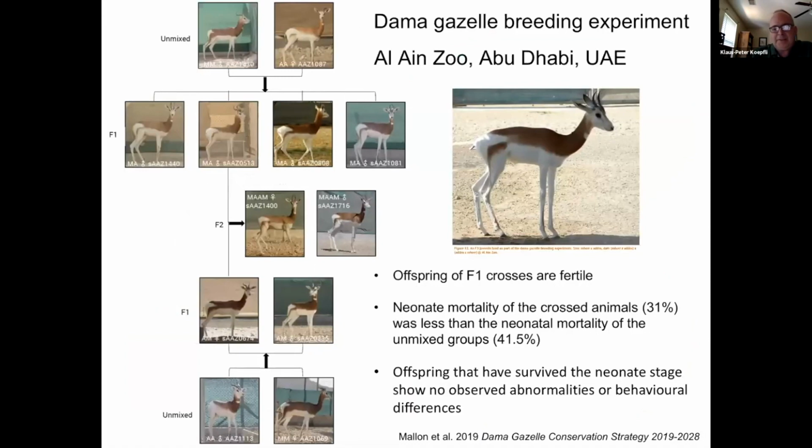On the basis of the mitochondrial work, an experimental population was set up back in 2016 in Al Ain Zoo, doing reciprocal crosses just to see what the effects would be on phenotype and offspring viability. These are the results that were reported in the 2019 Dama Gazelle conservation strategy, and all things look positive so far. So what we wanted to do is take our handful of genomes and investigate this a little more.